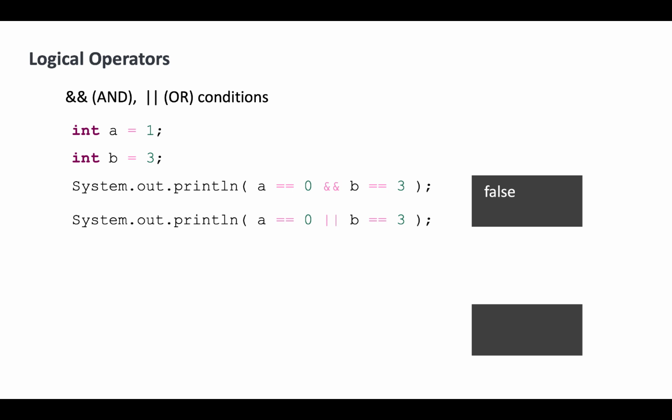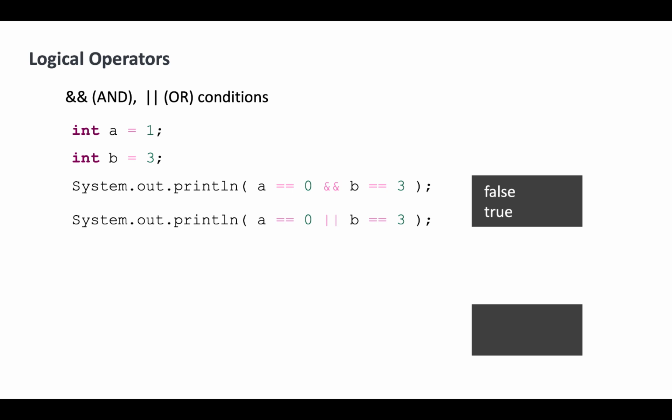Everything is the same except for the logical operator. 3 seconds. Yes, so A does not equal 1, but for the right side condition, B is equal to 3. So the whole expression is true.